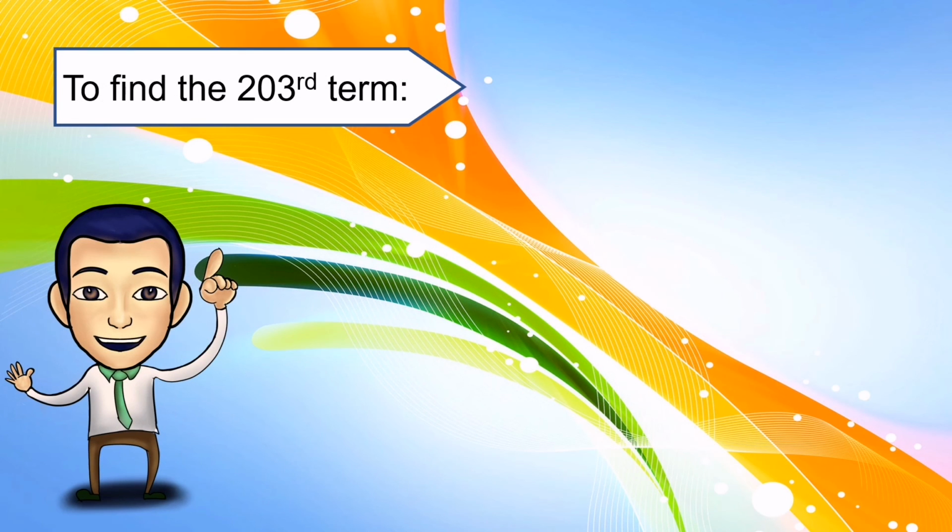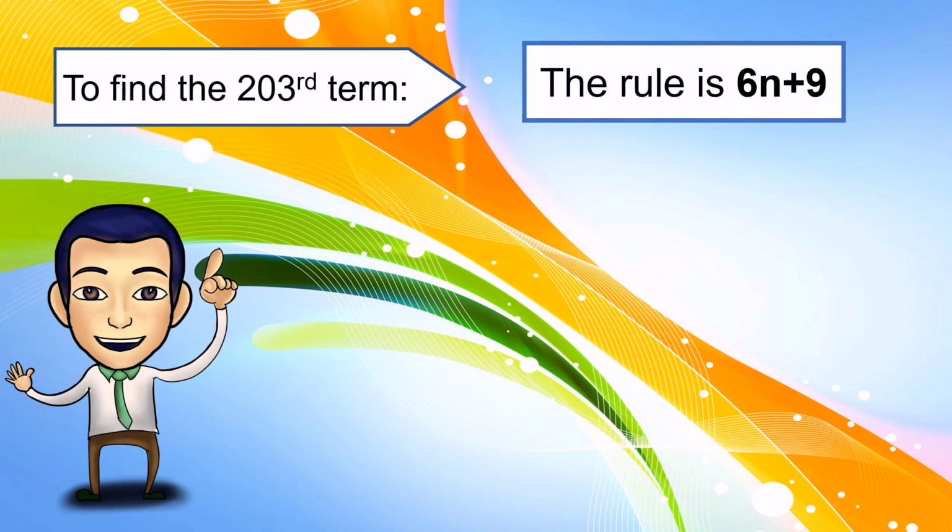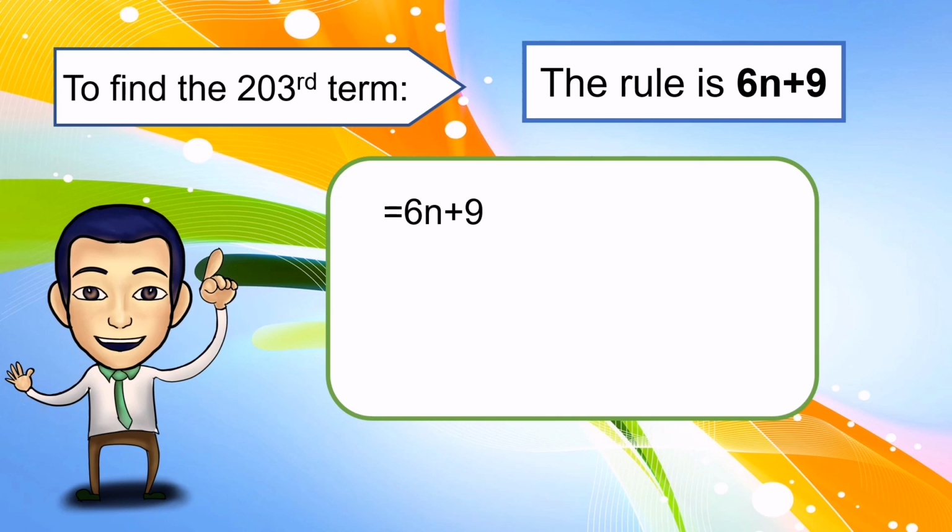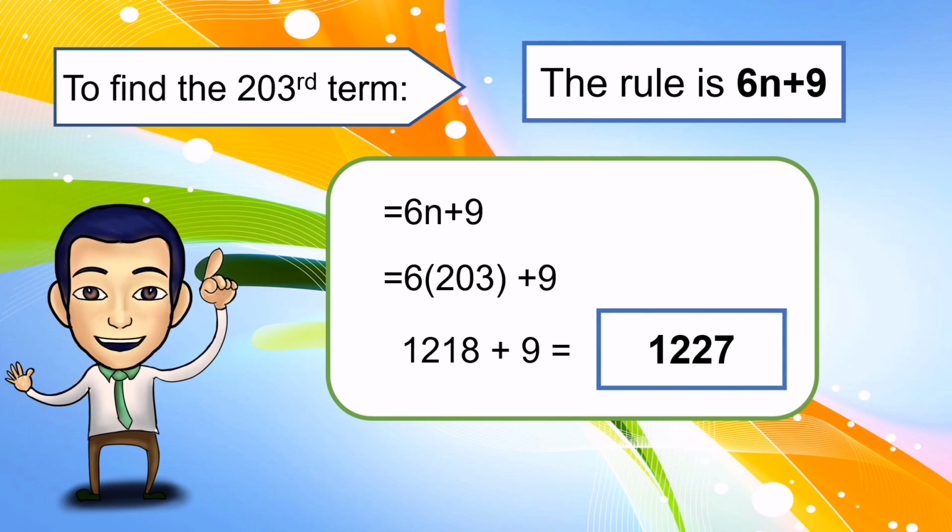Okay, so now let's find the 203rd term using this rule. 6n plus 9. Let's replace n by 203. So 6 times 203 plus 9. 6 times 203 is equal to 1,218. So 1,218 plus 9, the final result is 1,227.